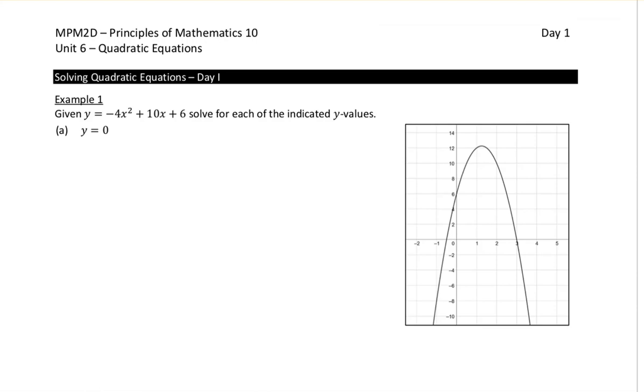Hello everyone. Today we're starting a new unit. This is Unit 6 and it will be our last unit of the year in quadratic relations. So what we're looking at over the next couple of weeks is quadratic equations in a little bit more depth.